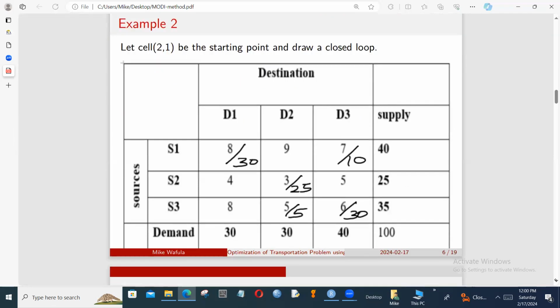The second example, I want us also to draw a closed loop. But this one now, the starting cell I've mentioned, let's pick 2, 1, because it also has no units. And let's see how we draw a closed loop. So let me give you a chance, 1 minute to draw the loop. You can use your second table. Because you have drawn the table, you can just assign those units and draw it.